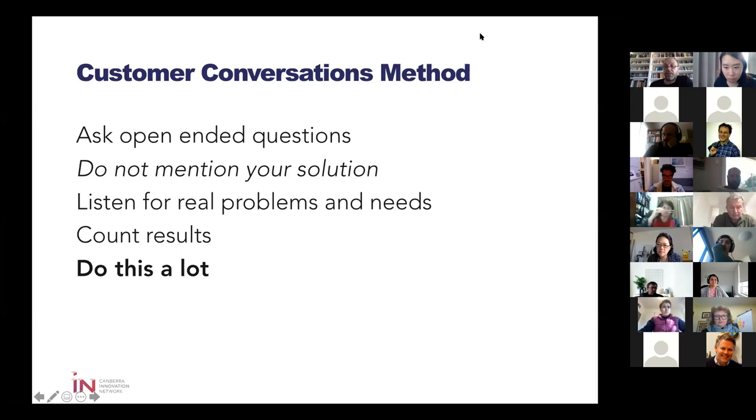Unbeknownst to me, I clicked to the next slide already. Here's my four rules. Five? I can't count. We learn from customers. The initial phase of learning from customers is by asking open-ended questions. Try not to make it a yes-no question. We'll get to that later. Get them to tell us a story. How did you? When was the last time? The more specific you can make it, the better. Try not to mention your solution because it really colors the way they react.